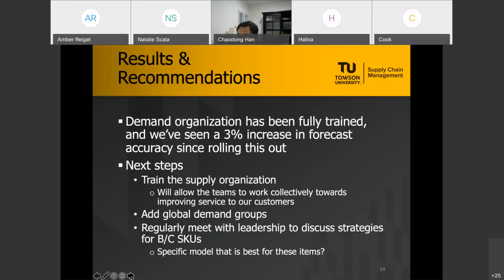More next steps: we want to add global demand groups. Right now this is only for North America, but we want to expand this to include Australia, Canada, and the rest of our demand groups. And then regularly meet with leadership to discuss strategies for B and C SKUs, the SKUs that are driving the bottom 20% of our sales dollars. Is there a better model that we can put those on so that our demand planners aren't focusing all of their time and efforts on a SKU that's not driving anything significant to the company's bottom line?